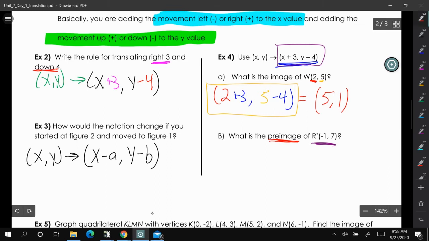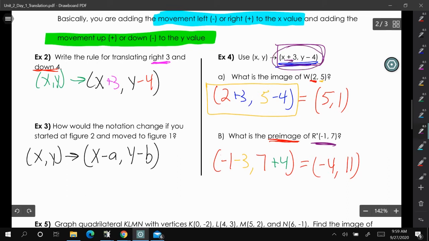So when we go backwards, we kind of have to reverse the rule. So our point is -1, but instead of plus 3, we're going to subtract 3, comma. We have 7 as our y value, and instead of -4, we're going to add 4. And that will get us -4, comma, 11. And if you want to make sure that this is correct, perform the original translation.